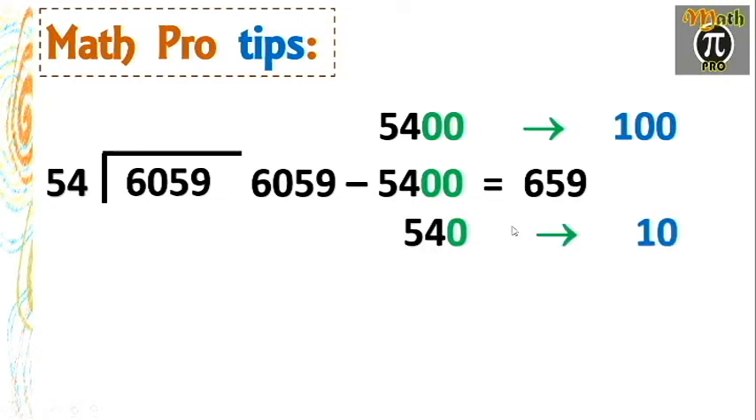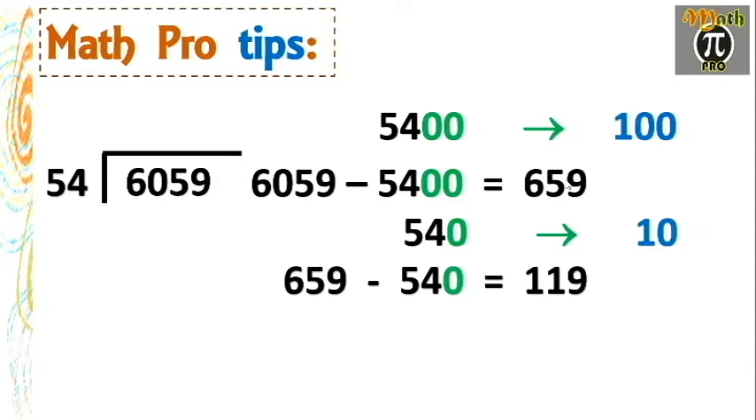So from 54, again, we multiply it by 10 by just adding 0. So we will get 540. So it's almost 659. So next, we subtract it again from 659. Then we'll get 119. So finally, we are getting sets of 54 from 119.